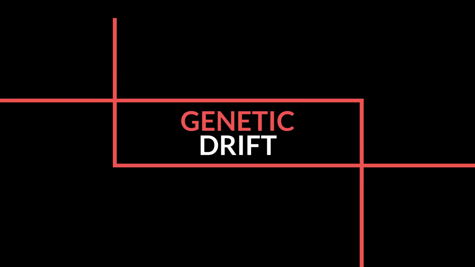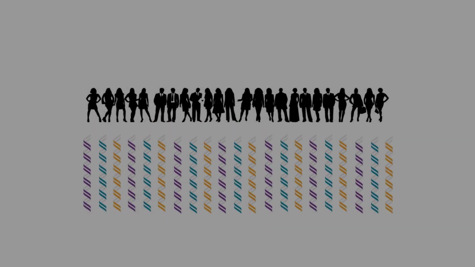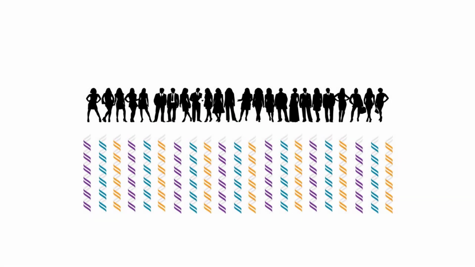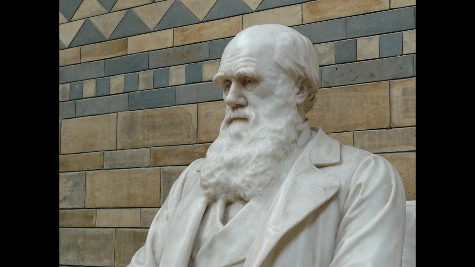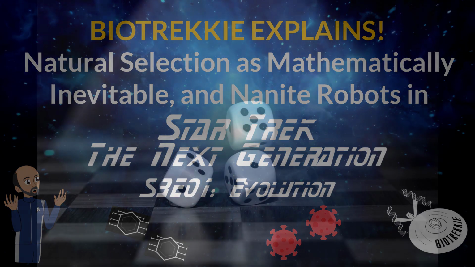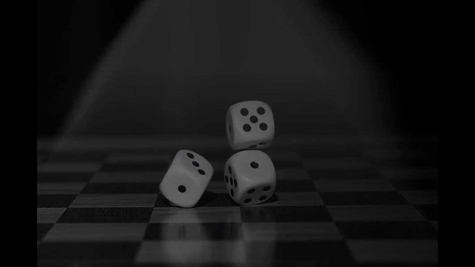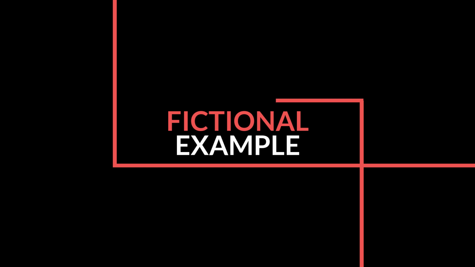So I want to use this example to introduce the concept of genetic drift. And I want to discuss what happens to genetic variation in small populations over time. Now, we tend to think of evolution as involving natural selection, which I discussed in last month's video, but random processes can sometimes play a really big role too. Let me illustrate this with a fictional example.